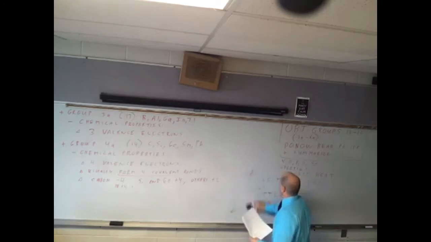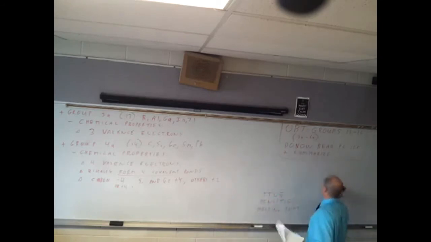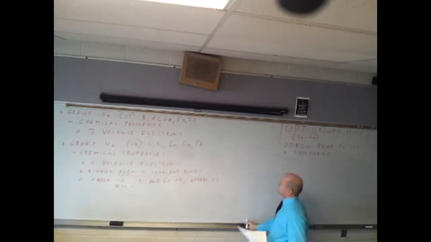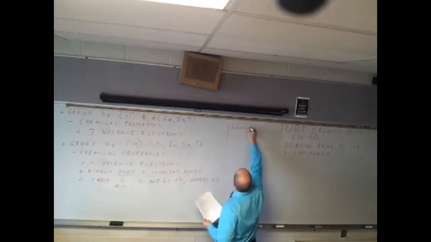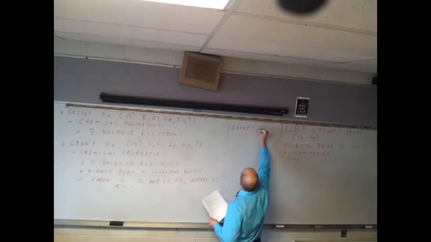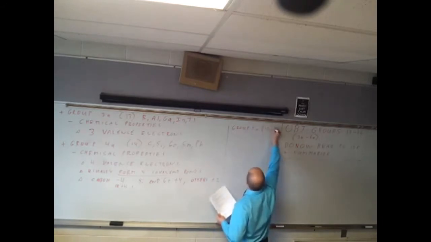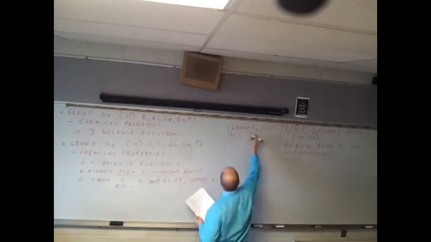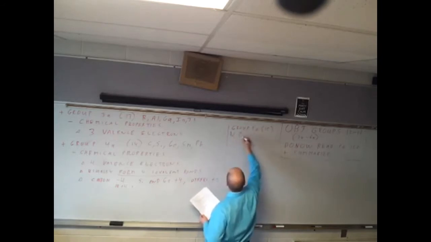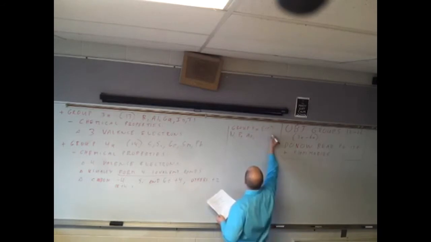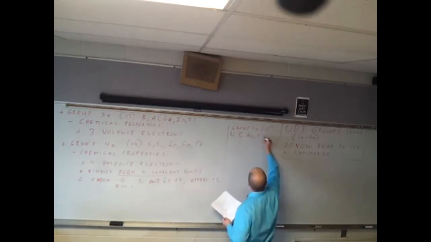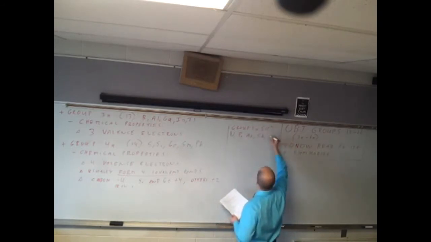All right. Let's go on to group 15, or 5A. Nitrogen, phosphorus, arsenic, Sb, antimony, and Bi.